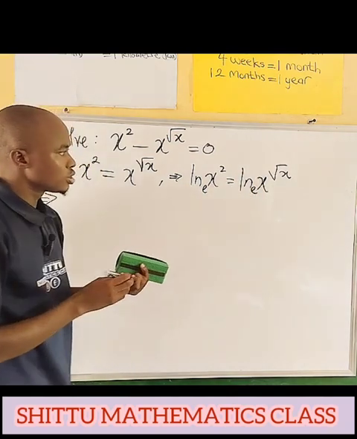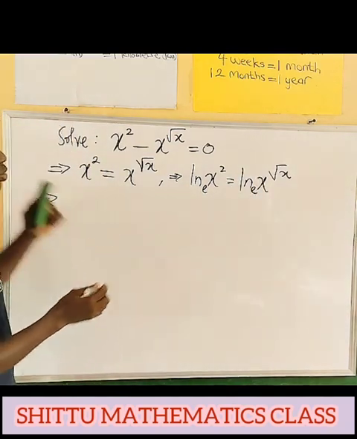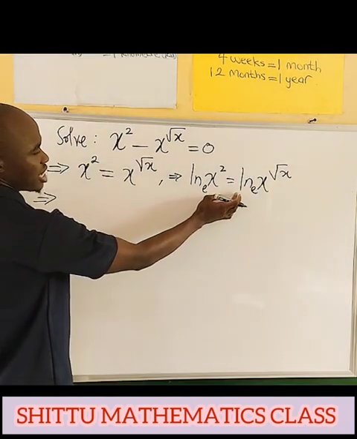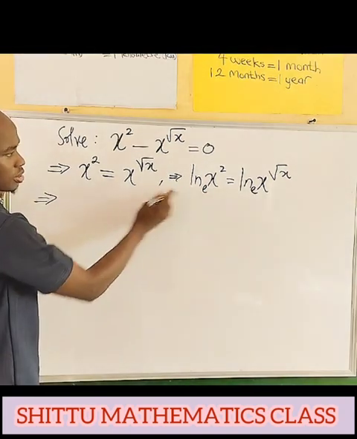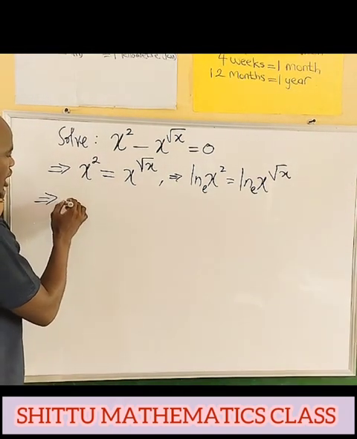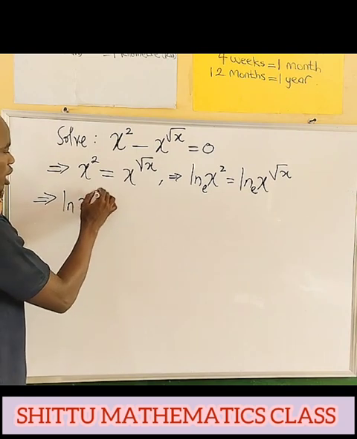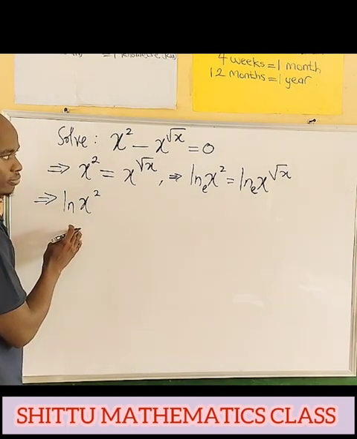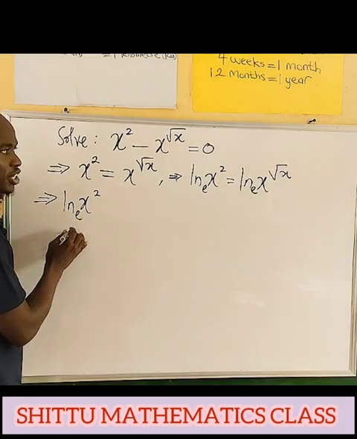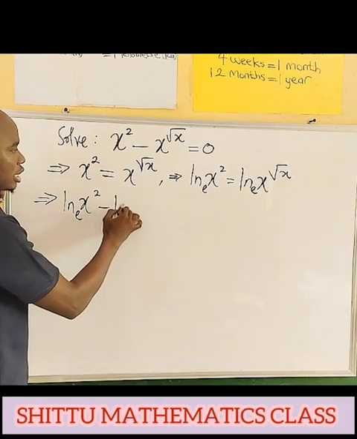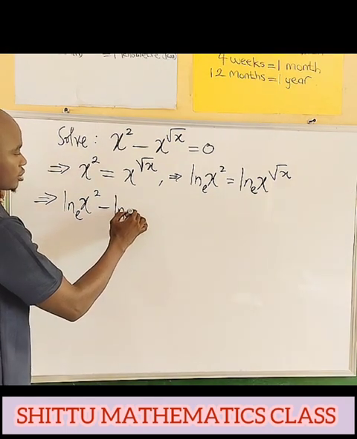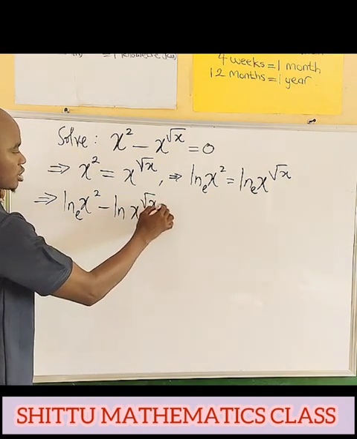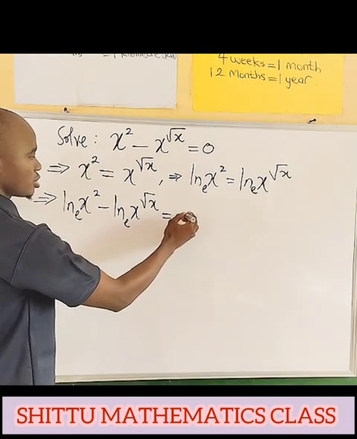Is that understood? So now from here, we can actually send this one back to this place. We are going to have ln x to the power x squared minus ln x to the power root x to base e equals 0.